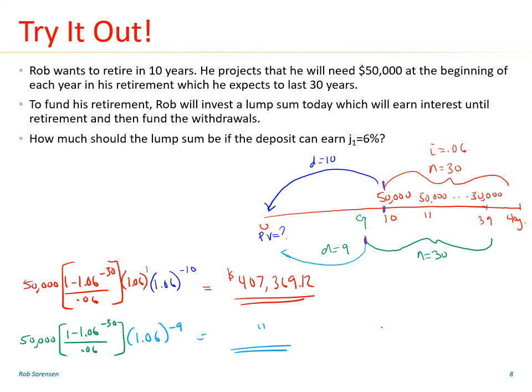There's lots of these to practice in the book. Work your way through them, and when you're ready, we'll move on to a final type of annuity in this chapter, and that's called perpetuities.